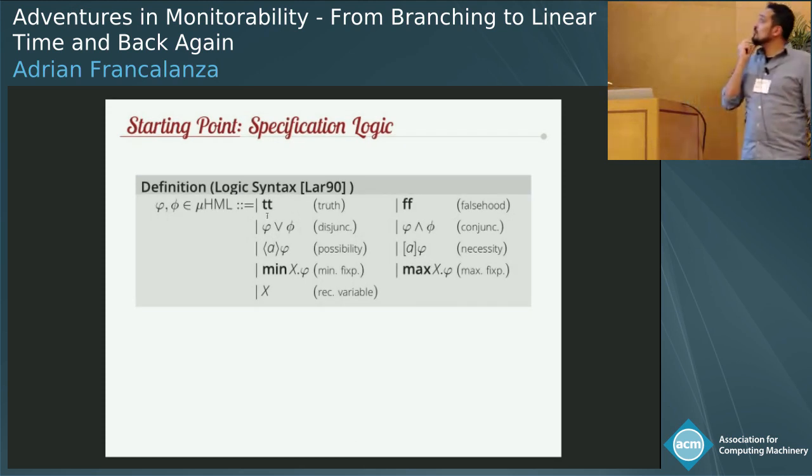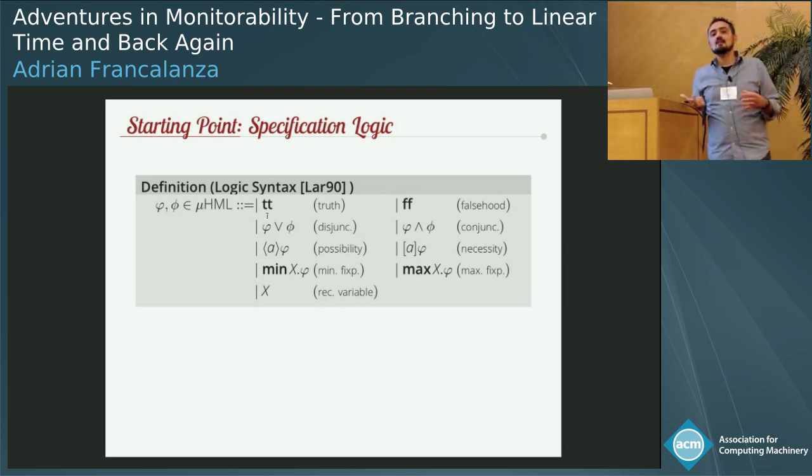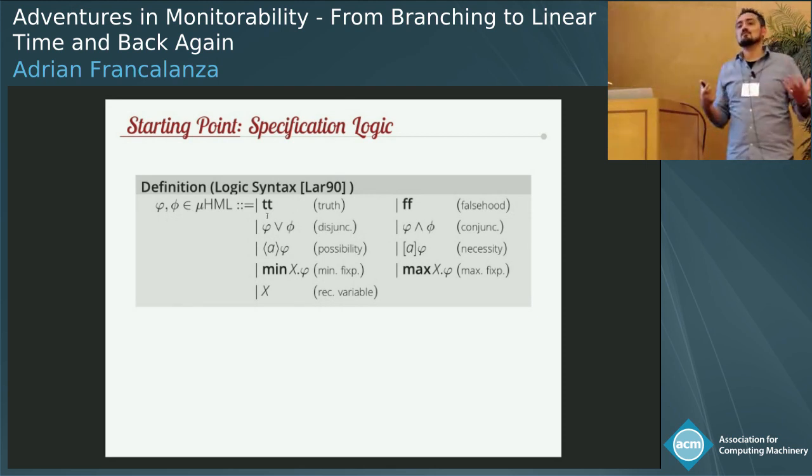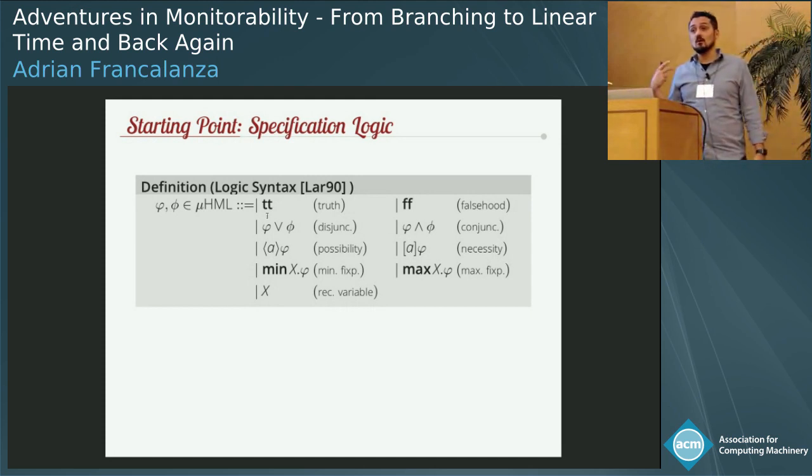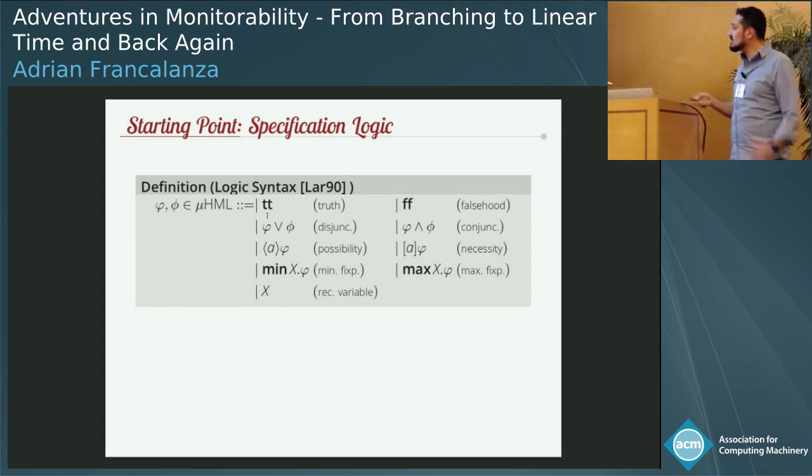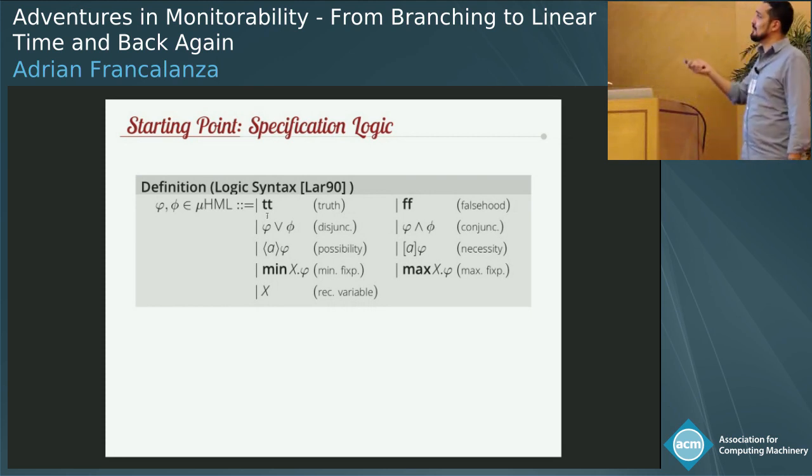So we decided to go for this logic. It is called the modal mu calculus, and there's a reason for this. The reason is that this is one of the most expressive logics around, right? And just to give you an idea of how it works, you have the classical minimal and maximal fixed points, and it has two modalities.